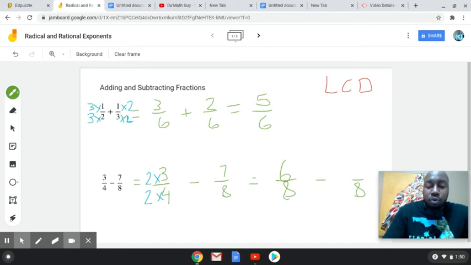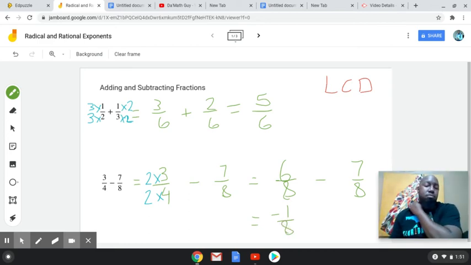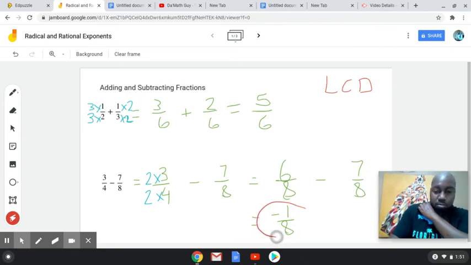Look at this one, the one on the right. This one already has an 8. Anytime that your denominator does not change, then you don't change the numerator either. So this one stays at 7 over 8. Now you're going to do 6 minus 7, and that's going to be negative 1 over 8. Any questions at all from anybody? Again, this is my answer right here.